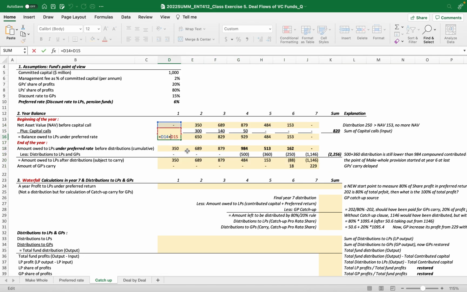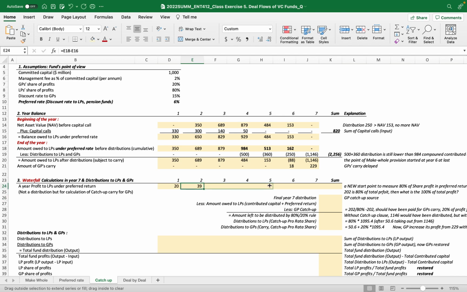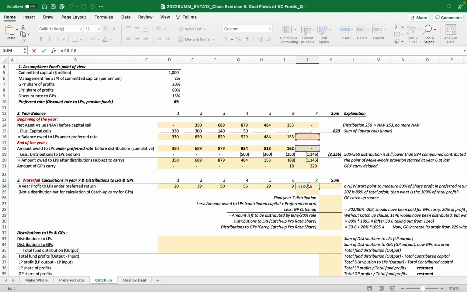Okay, this balance owed, how to get it? The ending balance is increased by the preferred rate. Here, on a yearly basis, the profit increased by the preferred return to LPs. How to get it? That is 20, the increase in the balance. So 20, and then every year it will be increased by this preferred amount. And then last year is 0. Then we collect all the yearly profit to LPs under the preferred return.